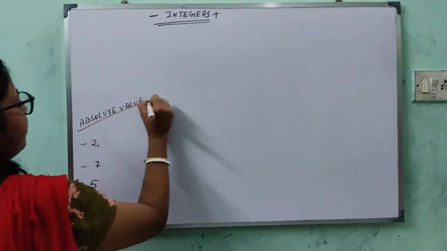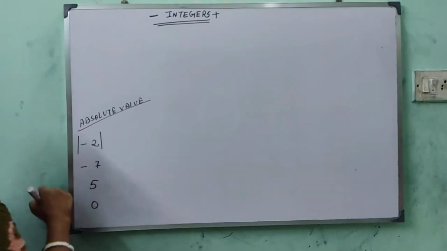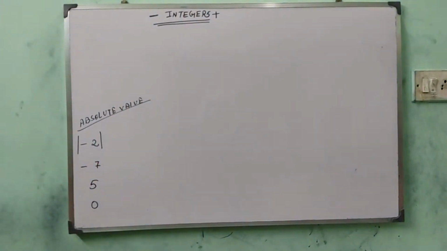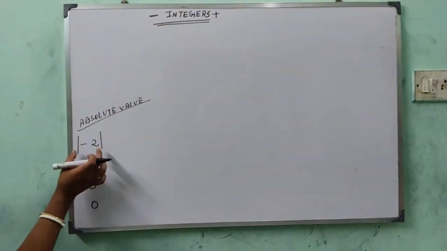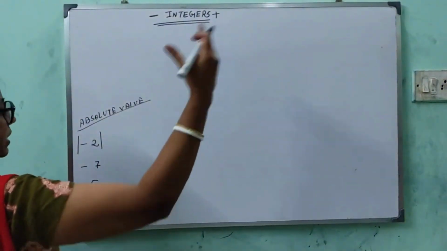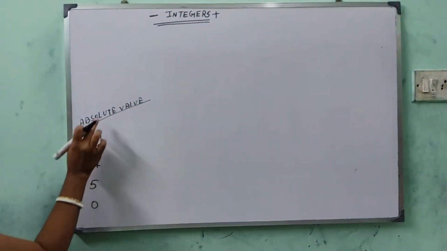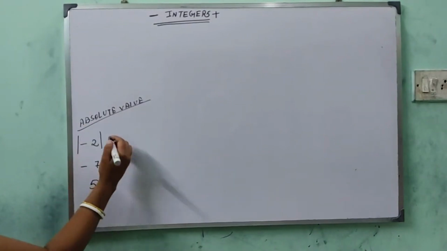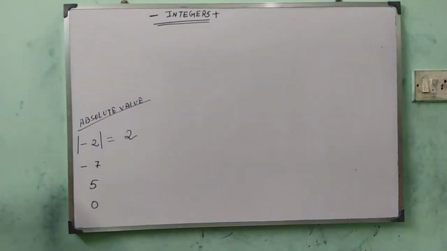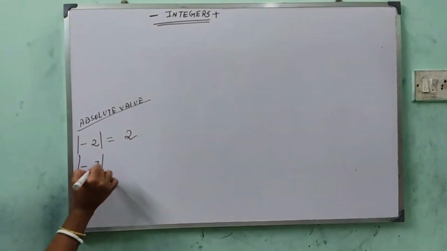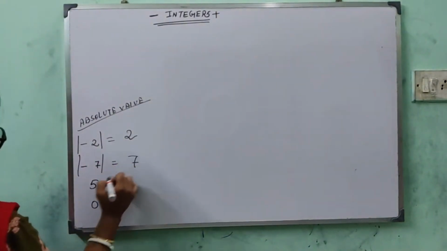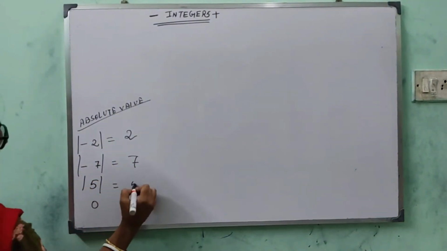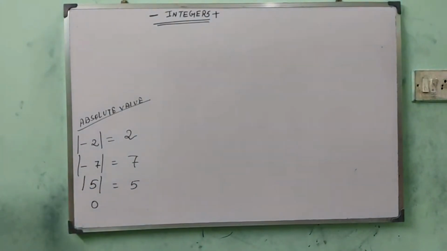So when we represent absolute value, we will write it within 2 vertical bars. So the absolute value of minus 2 is written in short like this. This symbol represents the absolute value, and this is just the number without the sign. Absolute value of minus 7 is just 7. Absolute value of 5 or positive 5, whatever you say, that is 5. Absolute value of 0 will be 0.